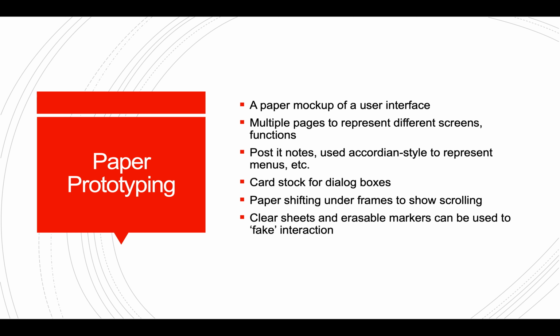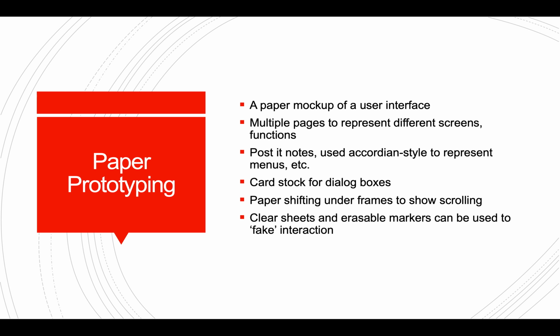paper prototyping. So paper prototyping is where you create a paper mock-up of a user interface or a system, and you have different pieces of paper to represent different screens or pages in your system. You might use post-it notes folded up accordion style to represent menus that could drop down. You might have cardstock or recipe cards that you would use to show dialog boxes. And you can have big pieces of paper that shift underneath frames to show what would happen if the user scrolled through an interface.